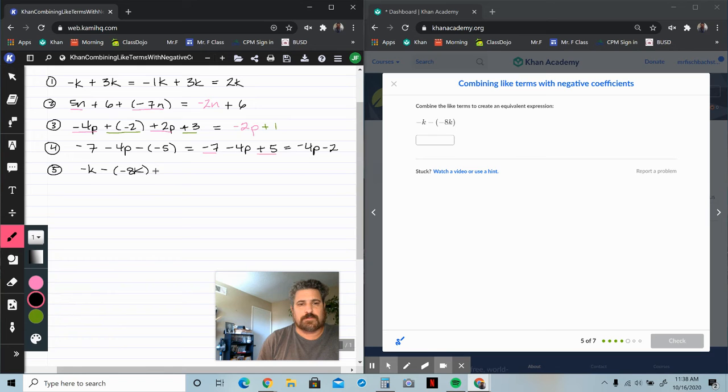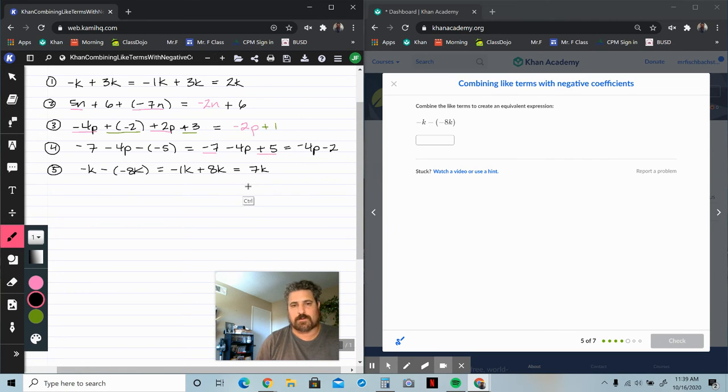So the real values here that we're working with is a negative 1k, and that's just a 1 because there's nothing else in front, so it's like negative 1. And then you've got the plus 8k, right? So really it's negative 1k plus 8k. Who's going to win? Positive by how much? And it would be 7k. And those are your like terms.